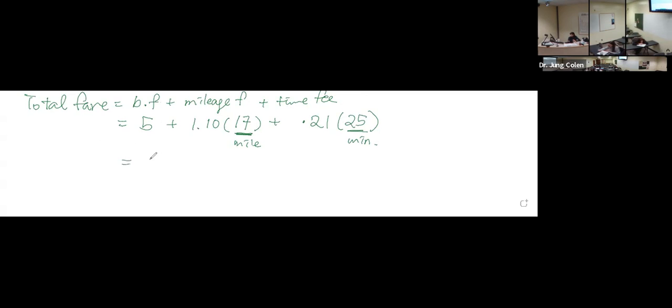Okay, so we can now calculate the number. So $5 base fee and 1.10 times 17. What did you get? 18.7. And 0.21 times 25. What did you get? $5.25. Okay, so everybody got this? Now you can just add it together. What is it? $28.95. There we go.